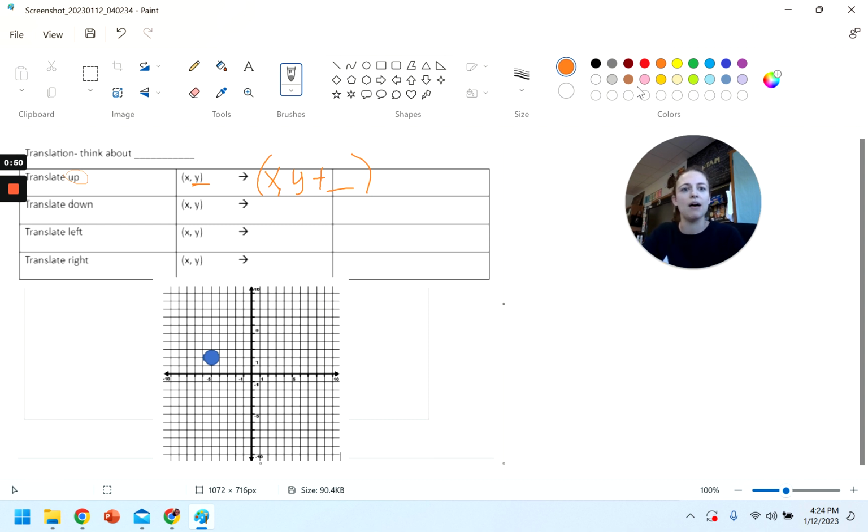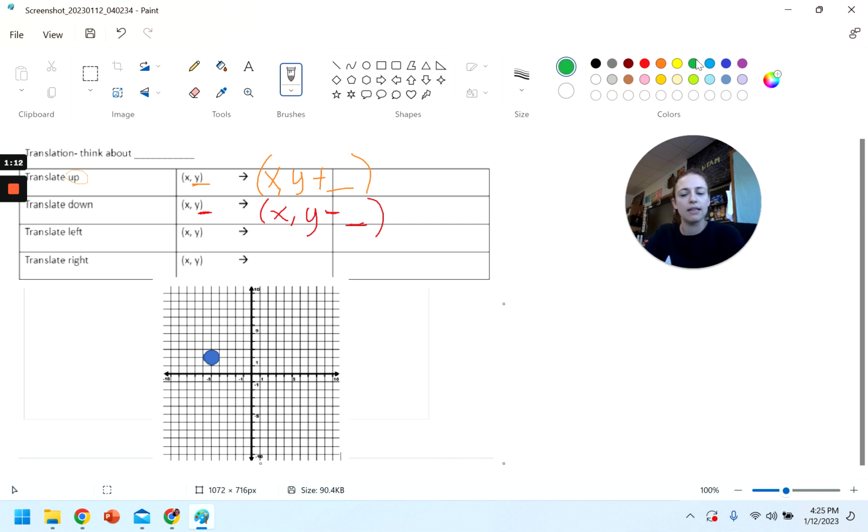The next one that we have is translating down. Now down, again, is on my y-axis, therefore the y is going to change. This time, since we are moving down, if we look at the numbers under the origin, those numbers are negative. Therefore, we will be subtracting from the y values, and that is how we will write it.